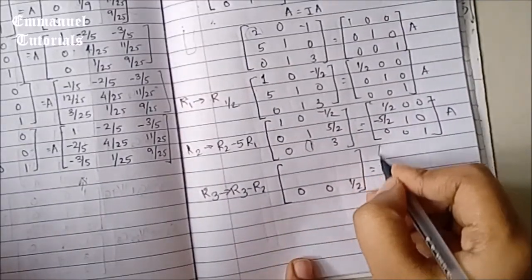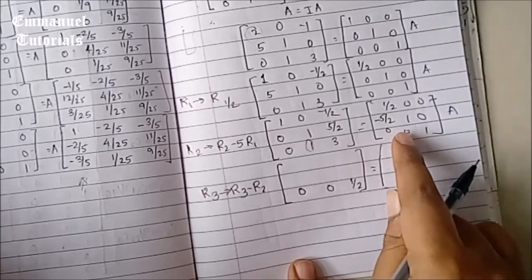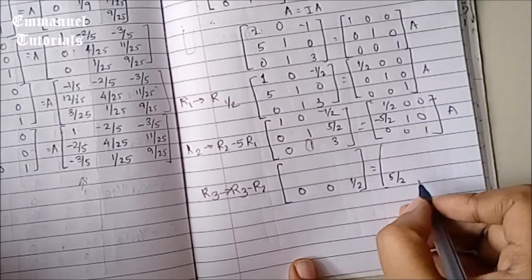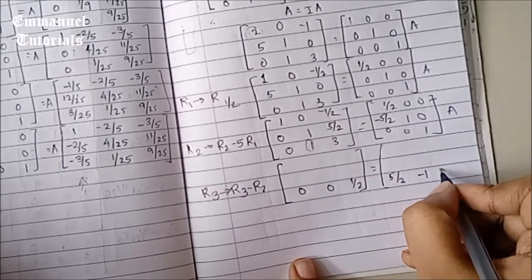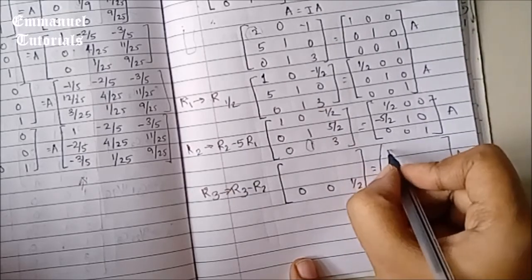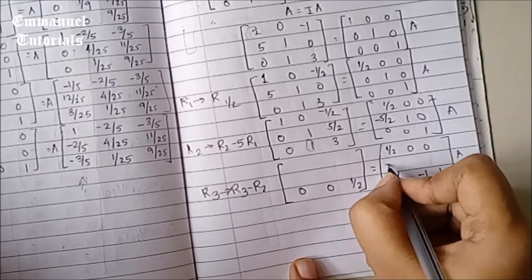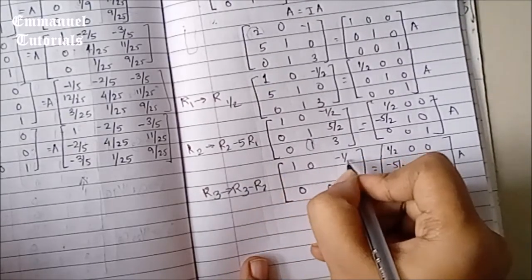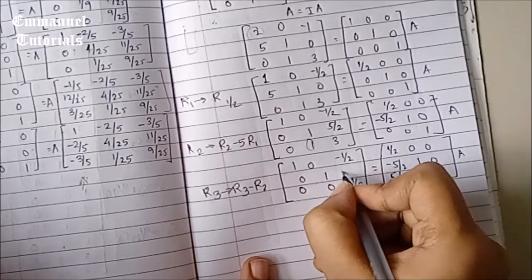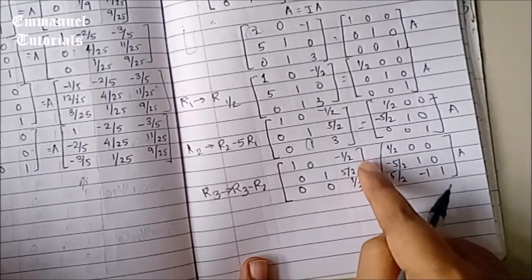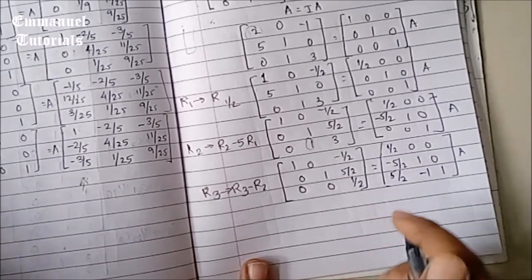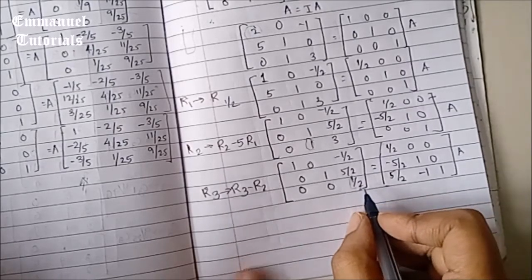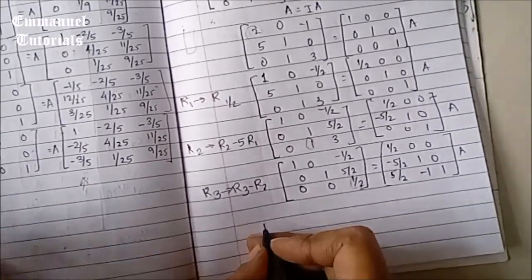Now on the RHS, 0 plus 5 by 2, 0 plus 0 minus 1 and 1 minus 0. This will be as it is, the rest of the elements. Now we are left with the third column only. Now to make this element 1, you just have to multiply the third row by 2.